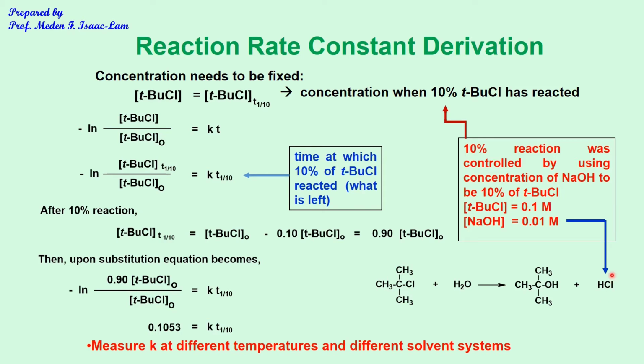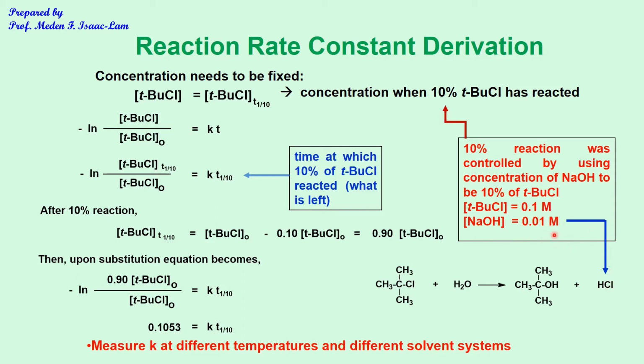So, the end point is indicated by the change in color of the bromophenol blue from blue to light green. So when 0.01 molar of hydrochloric acid is formed from 0.1 molar of the tert-butyl chloride, the base is now neutralizing the acid. That is the end point. So this is like a titration. The color of the indicator changes when the end point is achieved. So now we know that 10% of the tert-butyl chloride has reacted when the indicator changes color.